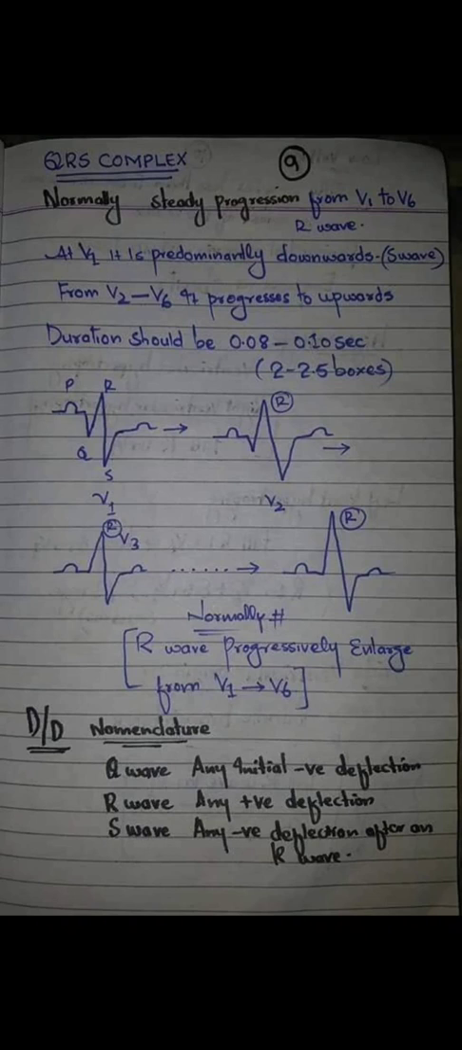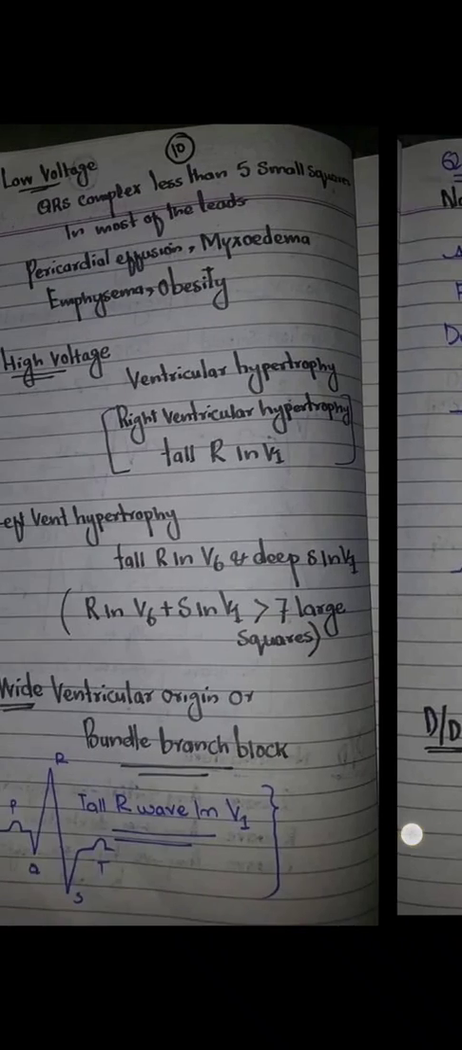QRS complex: normally there is steady progression from V1 to V6. There is a predominantly downward S wave from V1 that progresses to upward by V6. Duration should be 0.08 to 0.11 seconds. As you look at this diagram, V1, V2, V3 are going steadily downward, progressively enlarged from V1 to V2. This is the other differential diagnosis nomenclature.